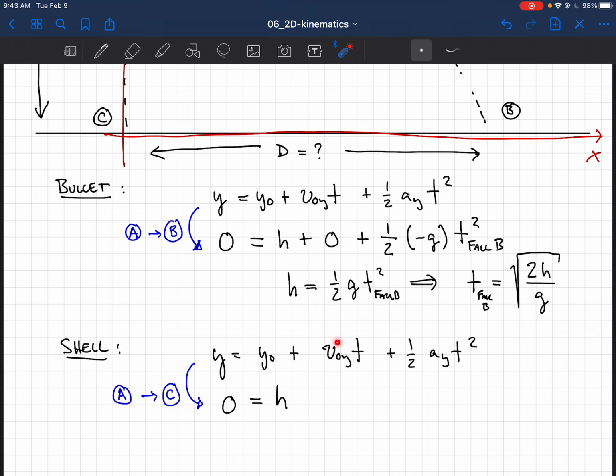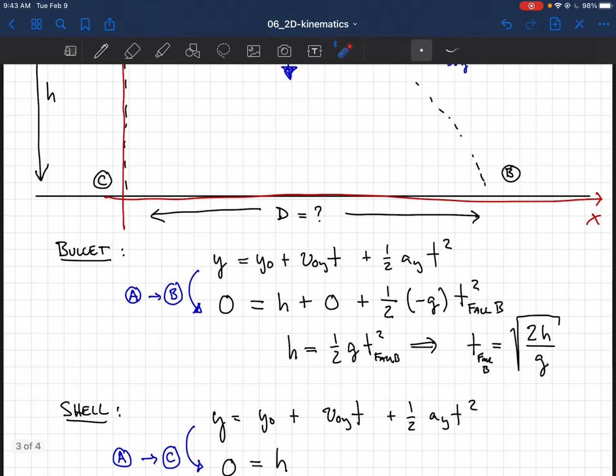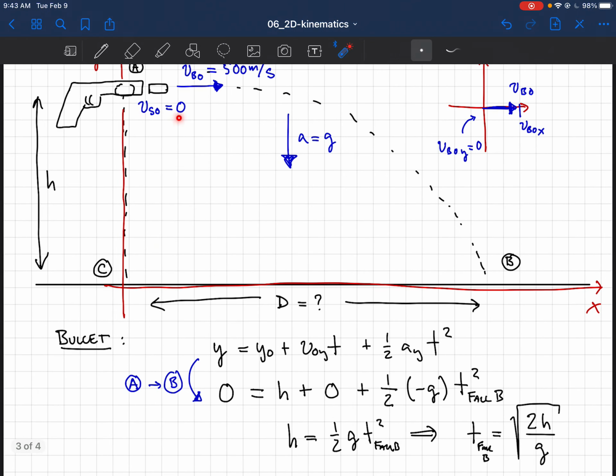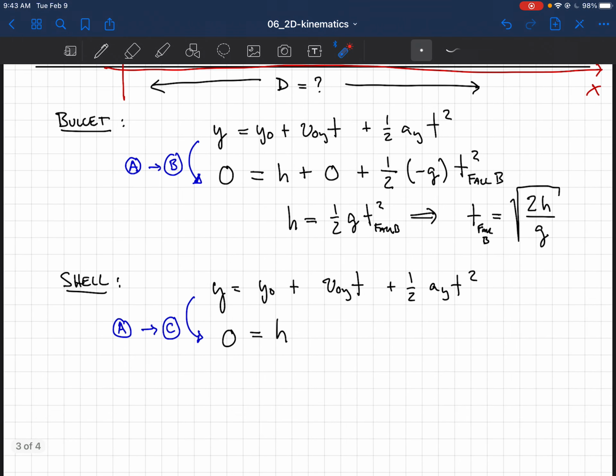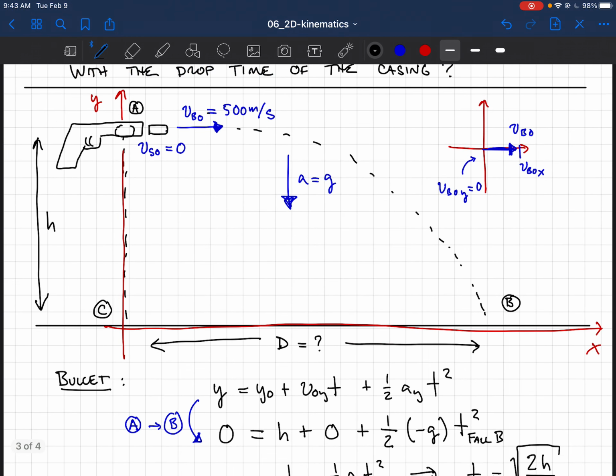Initial value of the velocity of the shell in the y direction. Well, we stated that the total velocity of the shell was equal to 0. So both its x and its y components would be equal to 0. So that means that this will be equal to 0.